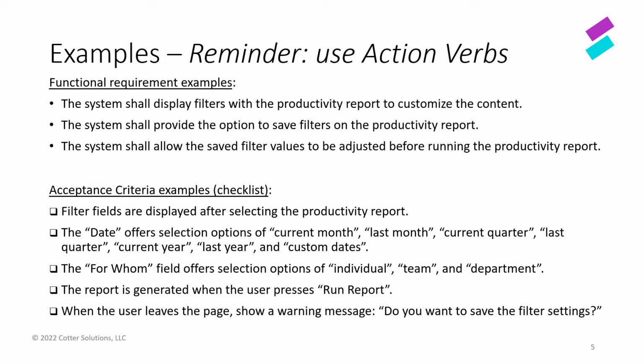For the acceptance criteria, we're using the rules-based or a checklist. It's literally just a checklist of items. And as you are testing or going through the system, you can verify each of these items through those observable actions. Filter fields are displayed after selecting the productivity report. Imagine what that might look like on a screen. You've selected your report, and the filter fields, the way to filter the content, appear on the screen. Simple, short, concise, easy to understand for all of your stakeholders.